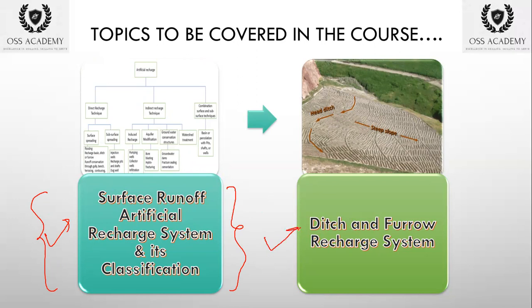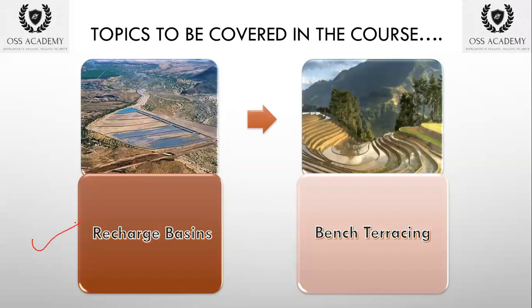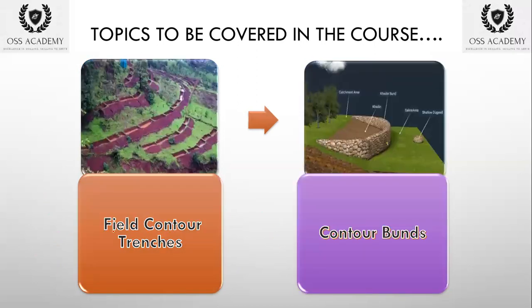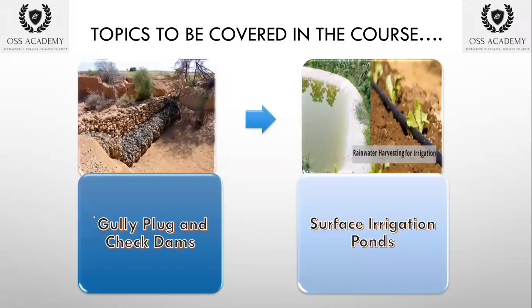Here we're going to focus on some of the important methods, like the ditch and furrow recharge system. What are the fundamental concepts in that? The recharge basin, what points are involved when we talk about the recharge basin? Bench terracing also we're going to see, how we can design and work on this bench terracing. Similarly, we're going to focus upon field contour trenches also, at which level we can utilize them and how we can effectively utilize them for irrigation and other purposes. Contour bunds, and what the fundamental concepts are in the formation of contour bunds, this also we're going to see.